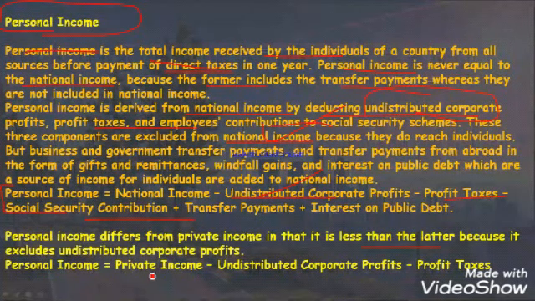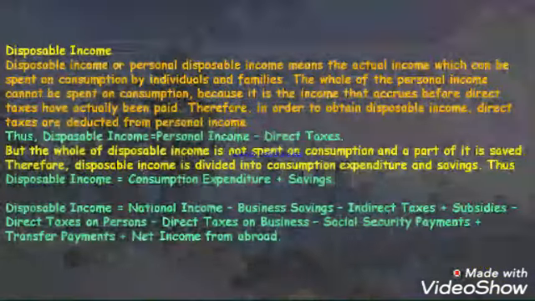Okay, so personal income is equal to private income minus undistributed corporate profit. Why minus undistributed corporate profit? Because it is not included in private income, minus profit taxes.